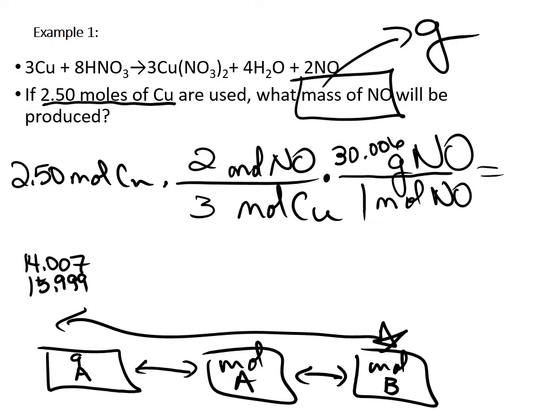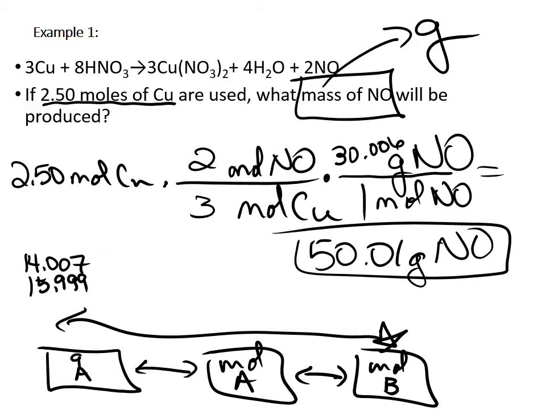Now I'm in grams of NO, and that's what I wanted, and so I'm going to get a final answer. So I have to multiply by 2, divide by 3, and then multiply by 30.06. So do that on your calculator. And you should get 50.01 grams of NO. That's your answer.